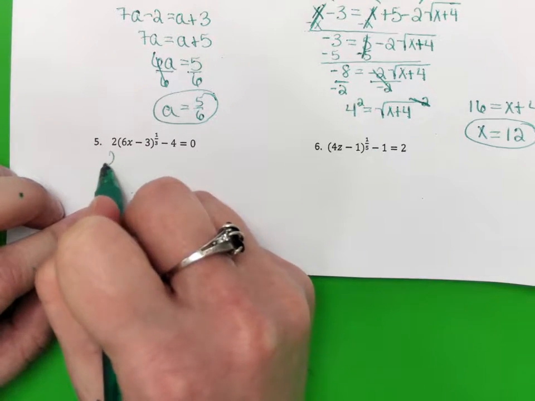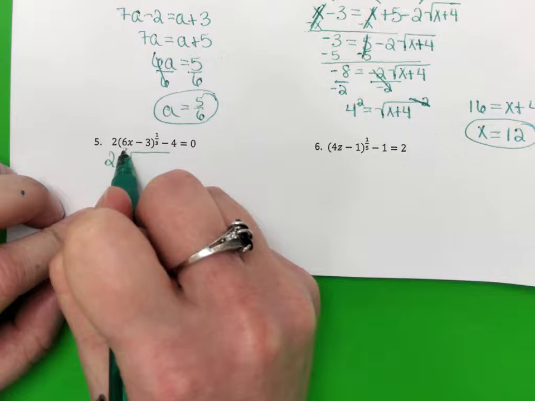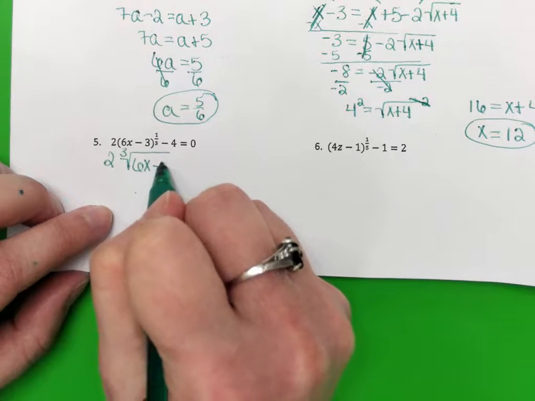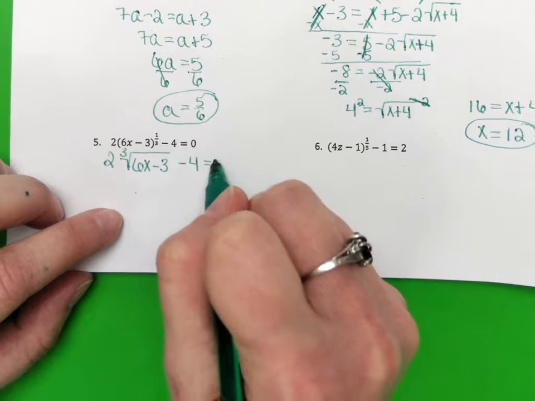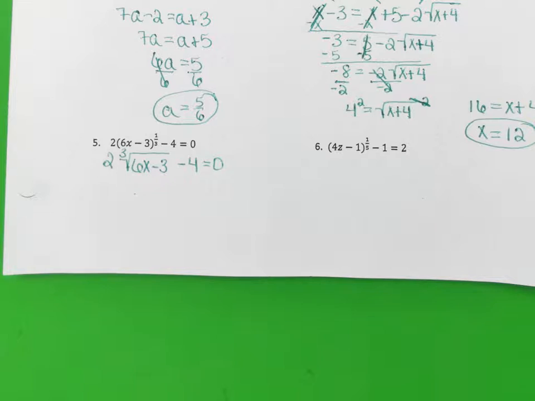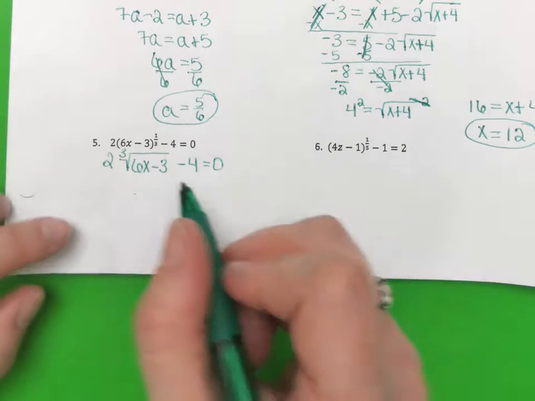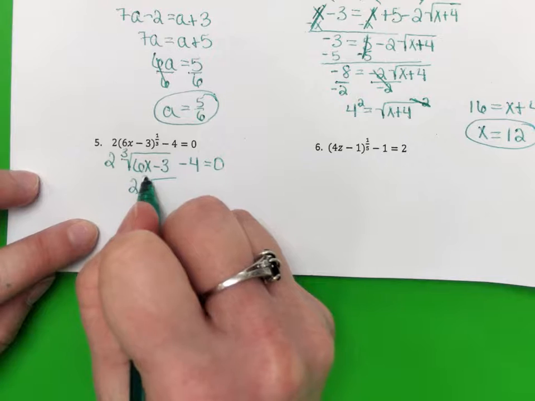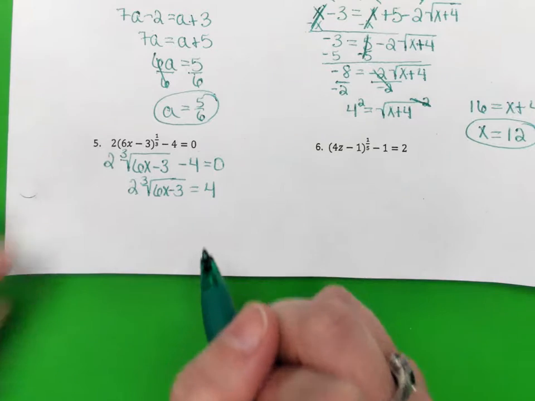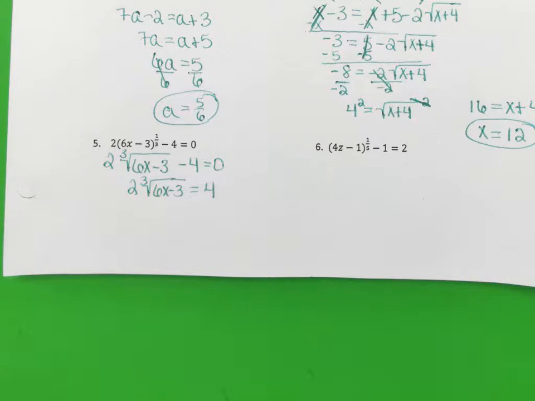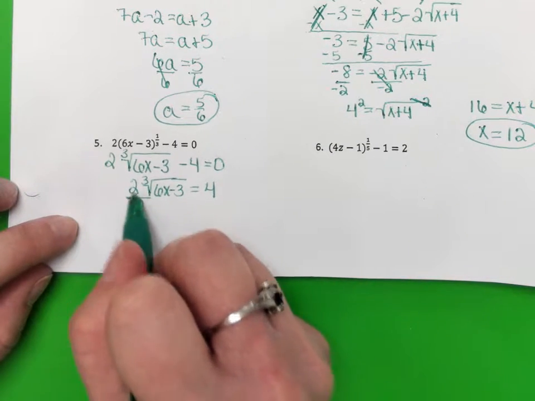Okay, so here we go. We have 2, and then we have the third root of 6x minus 3, and then that minus 4 is outside, equals 0. Okay, what do you notice that we can do? You can add the 4, then we can divide by 2. Don't forget that cube root, guys, okay? Don't make it a square root. Because if you forget that cube root, you're going to square your answers and they're going to be wrong, okay? So now we can divide by 2.